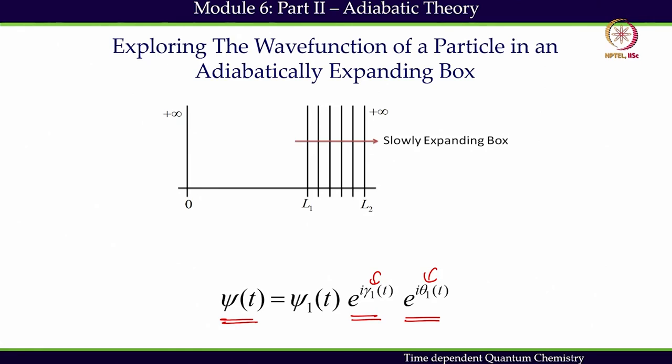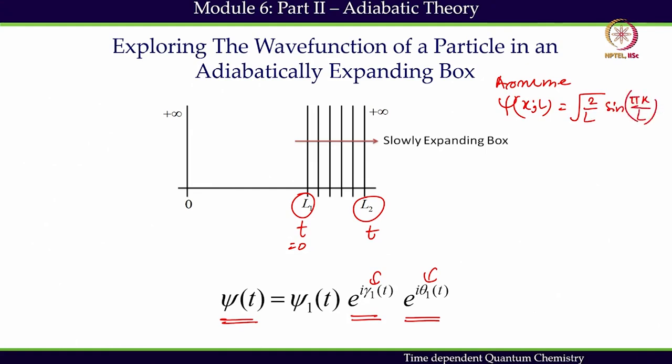The problem is that a box is expanding from length L1 to length L2. This is t equals 0, and this is at time t, up to which it has expanded. We assume that before the expansion the particle was in the ground state. So the ground state wave function is written as square root of 2 by L sin(pi x by L), and it was the ground state, that is why it should be L1.